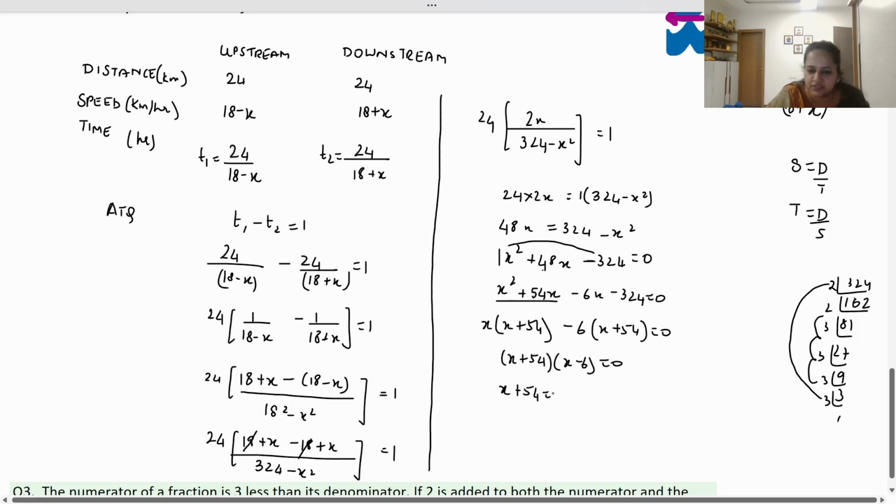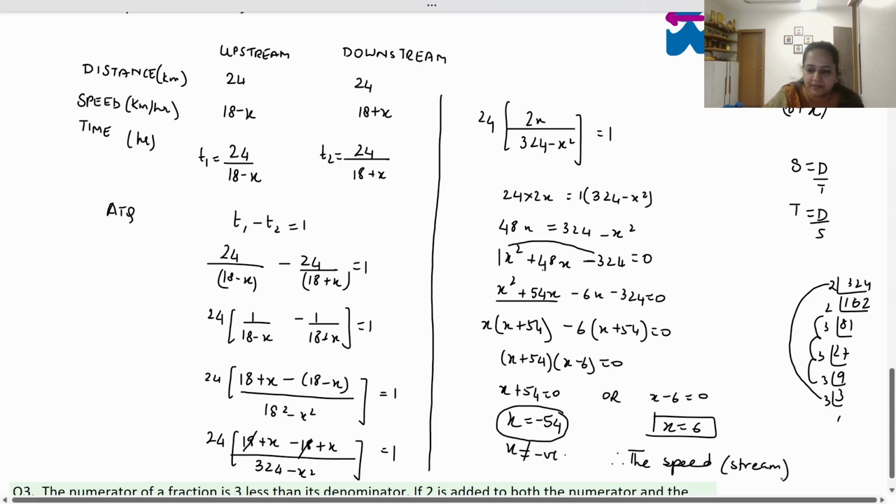x plus 54 is 0, or x minus 6 is 0. So you get x as minus 54 or x as 6. Now x is denoting the speed of the stream. Can the speed of the stream be negative? Can it be flowing in the reverse direction? No, not possible. So x cannot be negative. Therefore, x is 6. Therefore, the speed of the stream is 6 kilometers per hour.